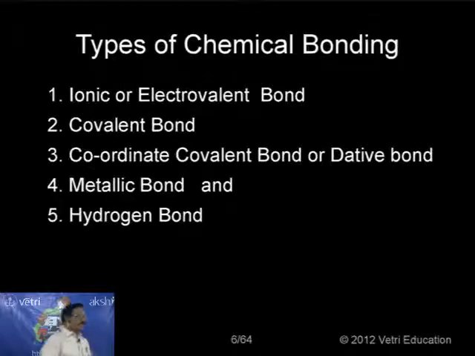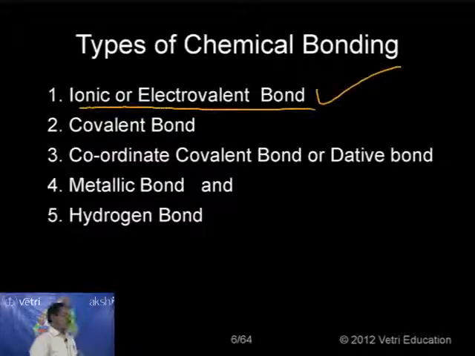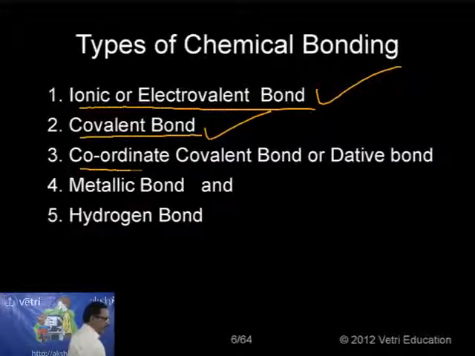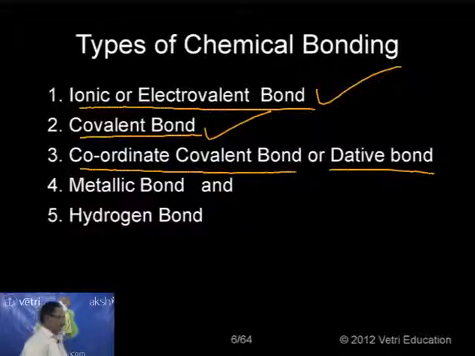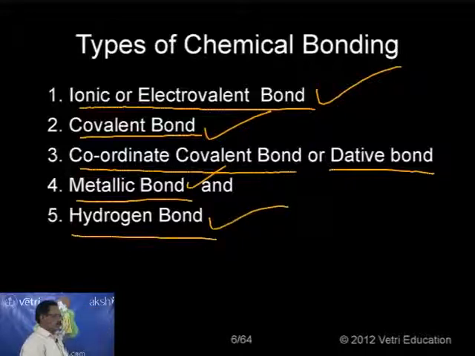Okay, so when you are discussing chemical bonding, what are the types of chemical bonding? Here I have classified into 5 types. Number 1, ionic or electrovalent bond. This is the most important. So ionic or electrovalent bond is one of the types of chemical bonding. Number 2, covalent bond. Number 3, coordinate covalent bond, or another name, dative bond. Number 4, metallic bond. And number 5, hydrogen bond. So let me discuss individually, one by one, in detail.